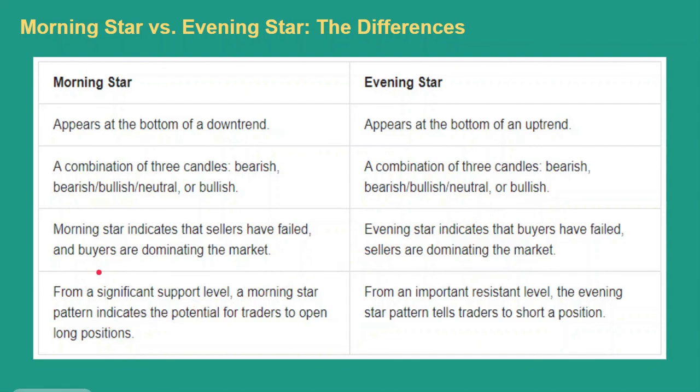The morning star indicates that sellers have failed and buyers are dominating the market, while the evening star indicates that buyers have failed and sellers are dominating the market. And finally, the morning star can form from a significant support level, while the evening star can form at a significant resistance area.